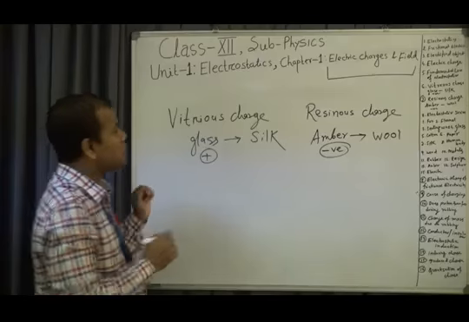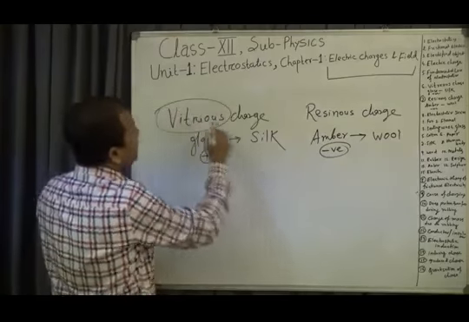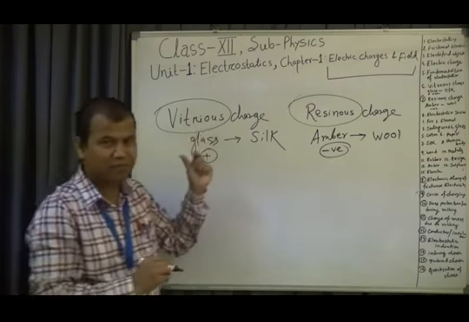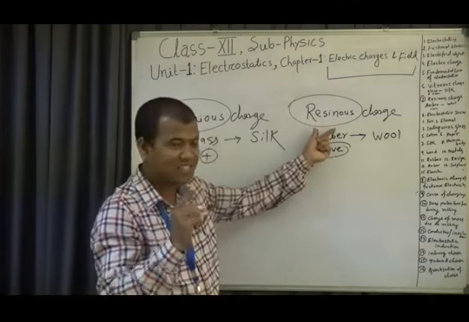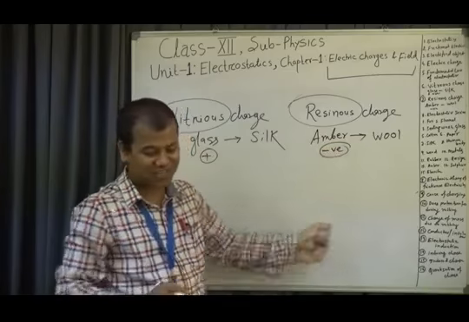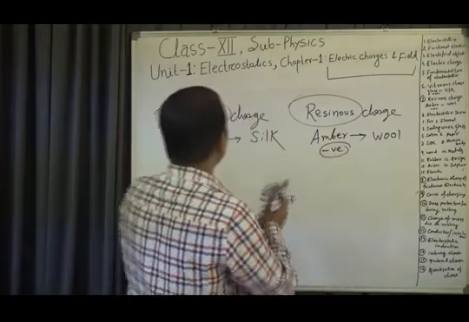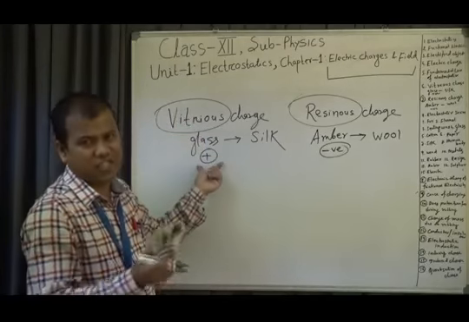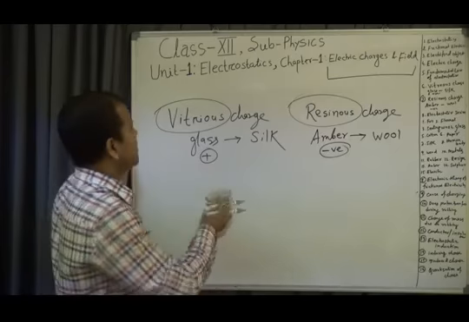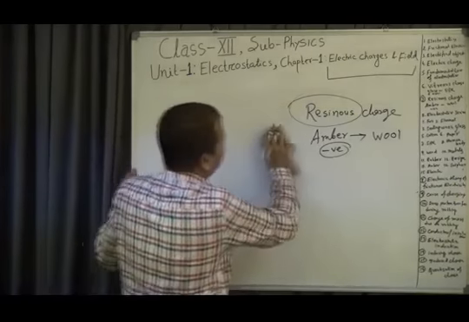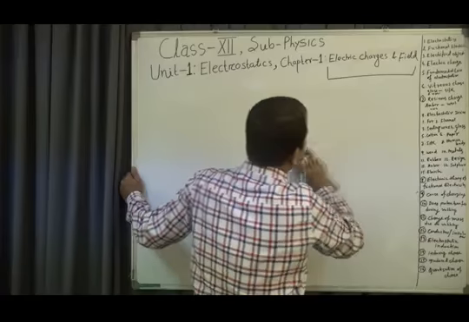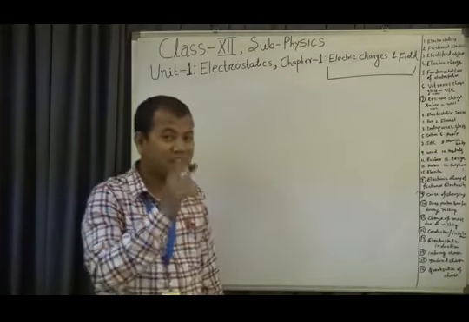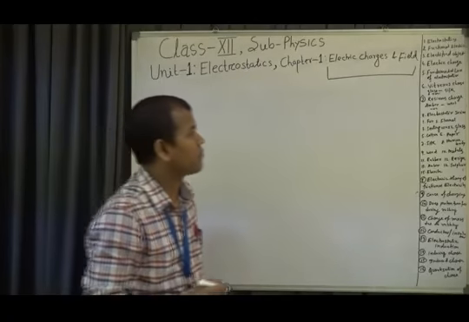Okay. So you came to know two new words. One is vitreous, that is positive. Another is resinous, that is negative charge. So in this modern time, we talk only about positive charge and negative charge. But previously, the name of that positive charge was what? Vitreous charge, and that resinous charge, that is negative.